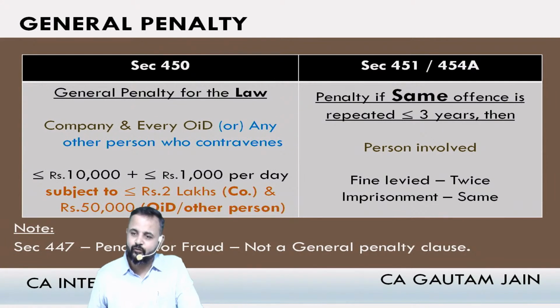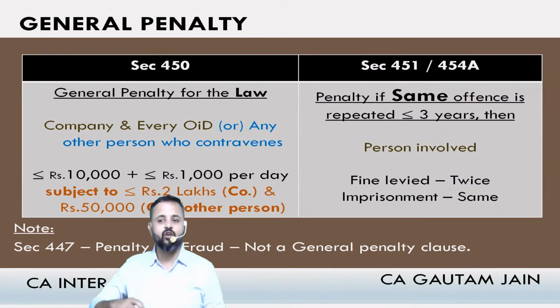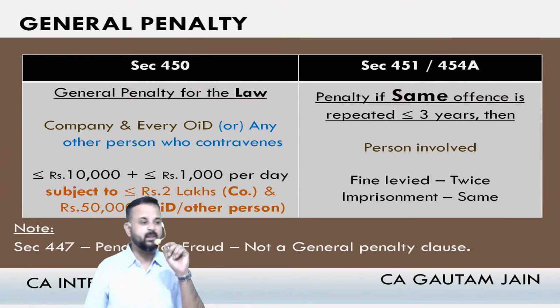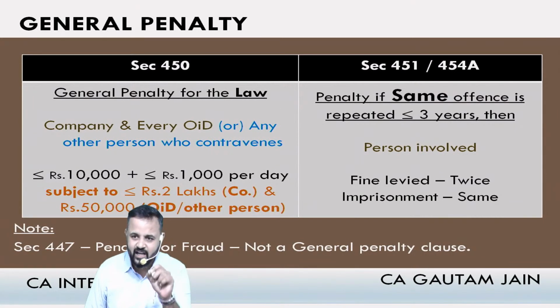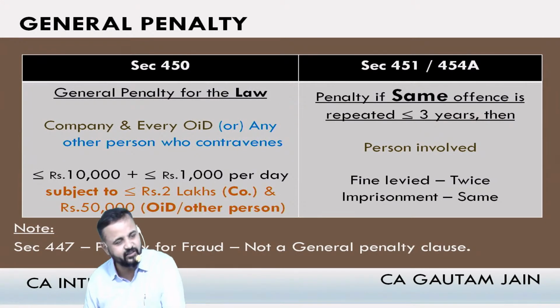Then what about section 447? Is it a general penalty? No, sir. It is penalty for fraud. So if it is not a general penalty, what do we understand? Specifically, it has to be mentioned that section 447 penalty will be applicable. Then only 447 is applicable. Otherwise not.